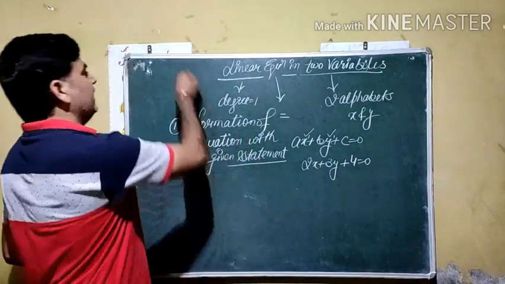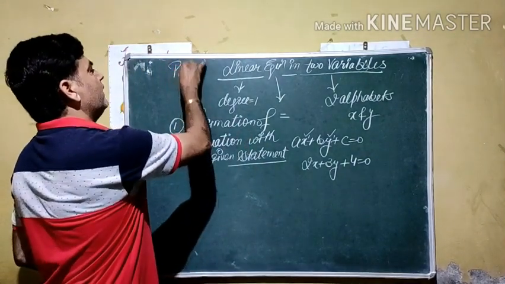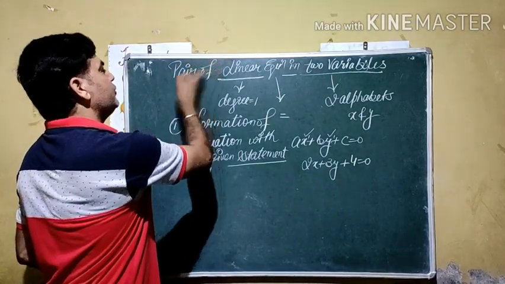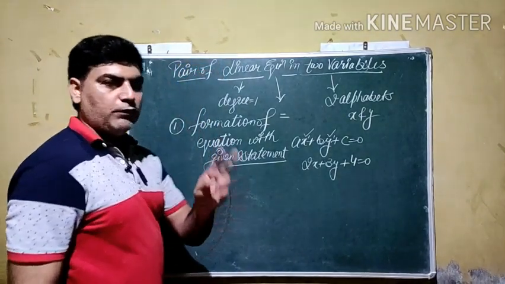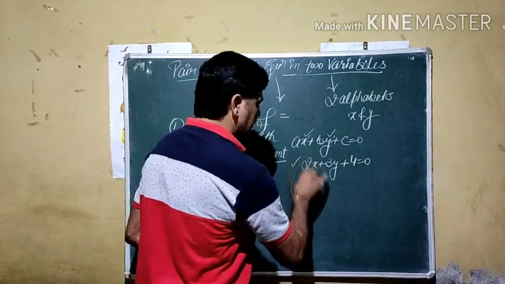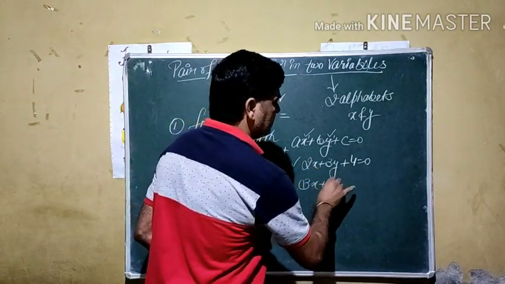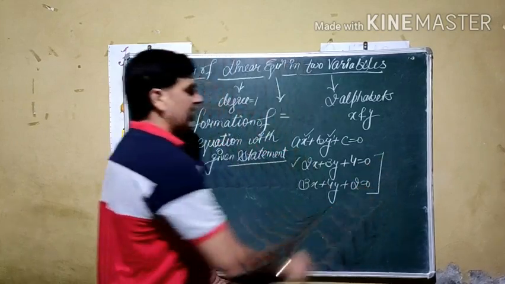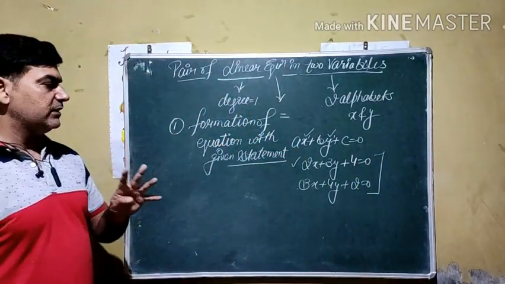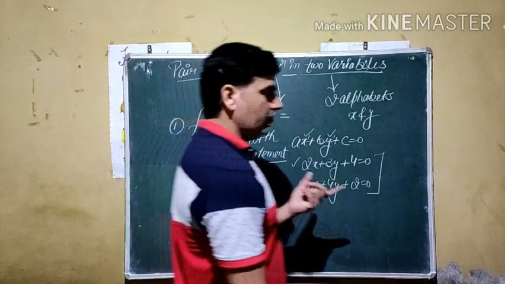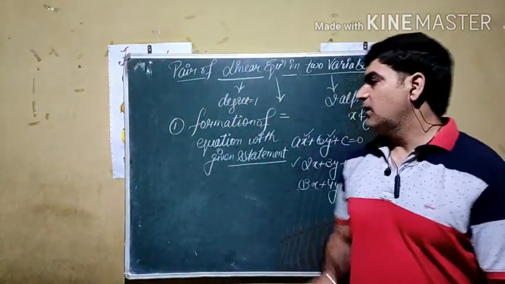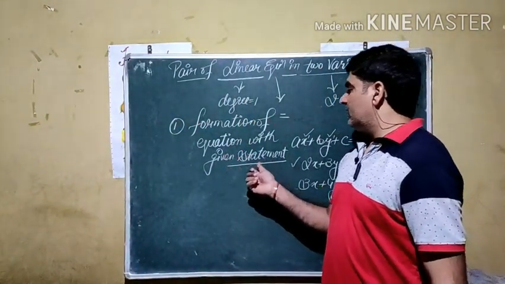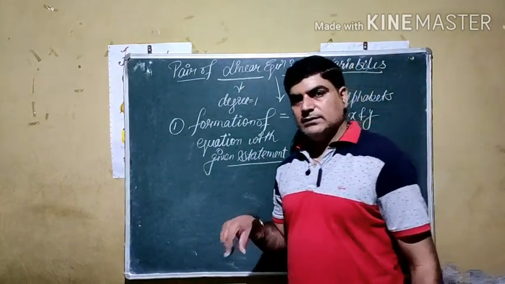Now, as the name of the chapter says, pair of linear equations in two variables. Pair means a group of two equations like this. This is one equation, and this is the other equation we have to solve. To solve these, we have four different methods. We will discuss them later. Today we are going to discuss the formation of linear equations from given statements.